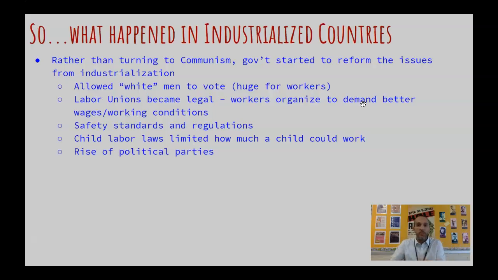If you follow Major League Baseball or the NFL or the NBA, they have a labor union that negotiates, and sometimes they go on strike in order to improve their working conditions.